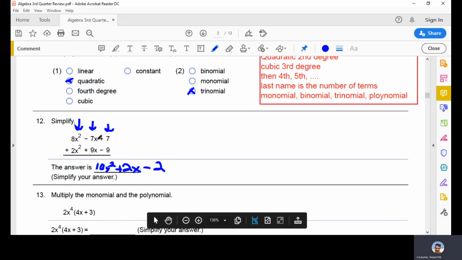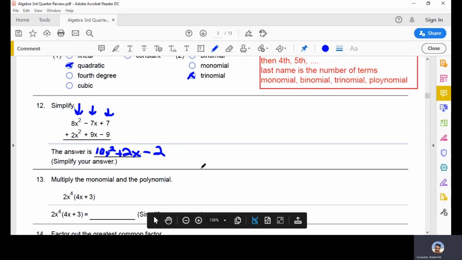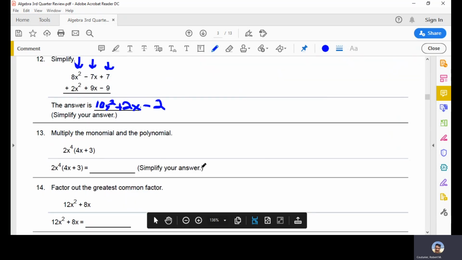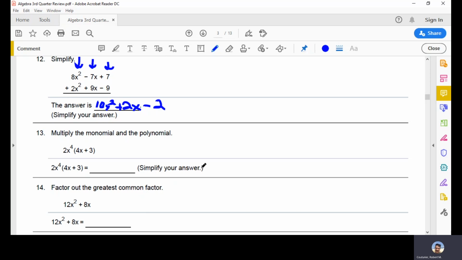You've just combined the like terms, or simplified. Multiply the monomial by the binomial. Okay, guys, so this is, again, distributing. Notice we have a monomial, so you're doing the distributive property here. So 2 times 4 is 8. X to the 4th times x to the 1st. Base stays the same, add the exponents. 4 plus 1 is 5.